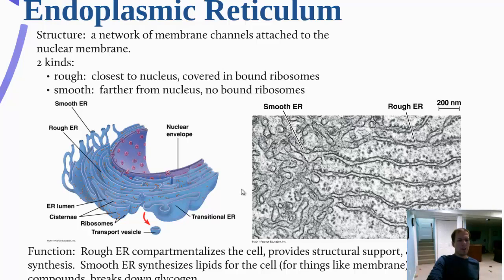And the purpose here of the rough ER is to create compartments within the cell that have particular materials within them. So, for example, proteins that are made can be surrounded within a compartment of the ER, and then that compartment can actually separate away from the ER into a transport vesicle.